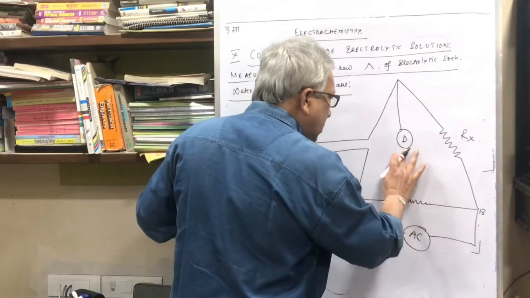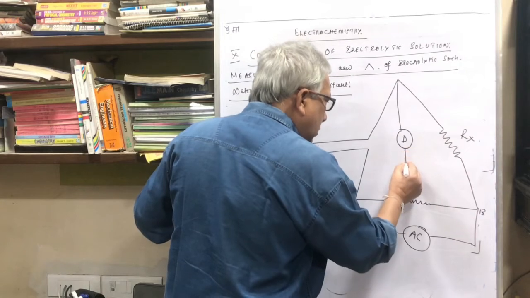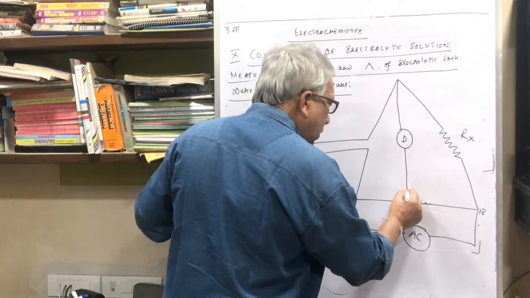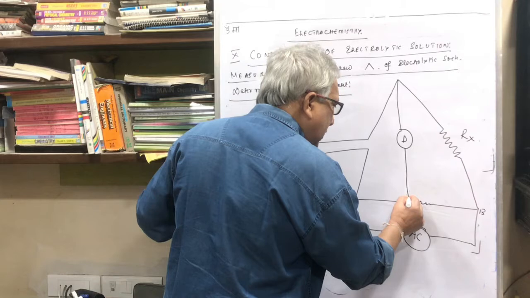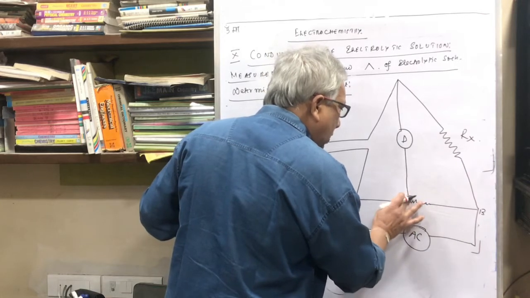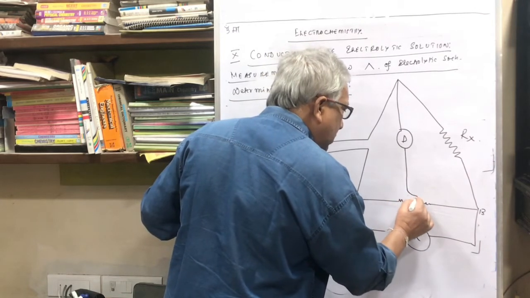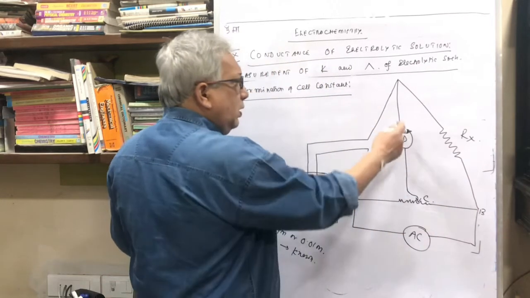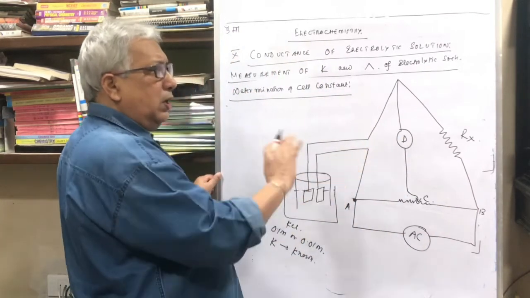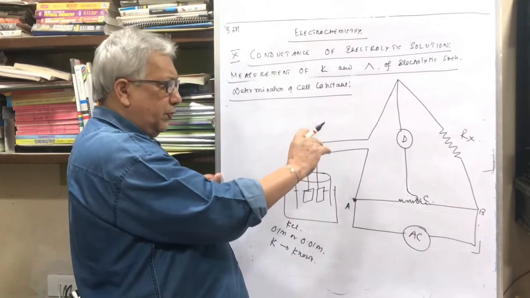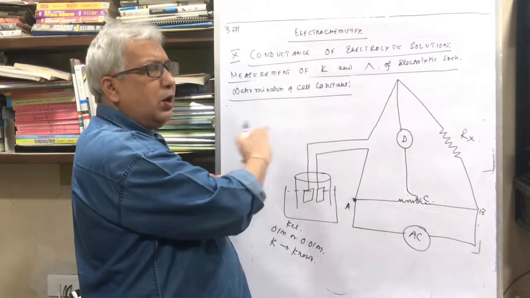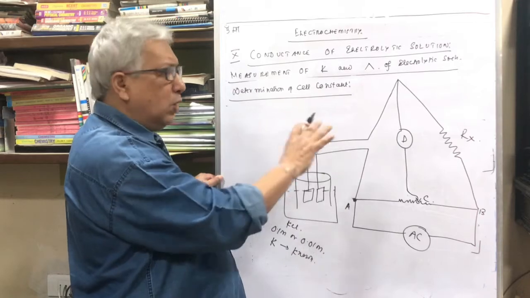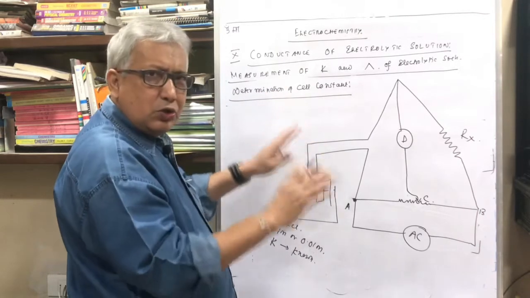Now what we do is, we move this key, and let us say when we come to this point C, at that time the indicator shows no magic eye light, or in the headphone there is no more sound. That means the current has stopped.